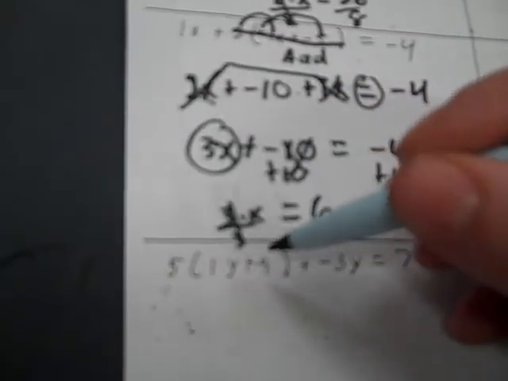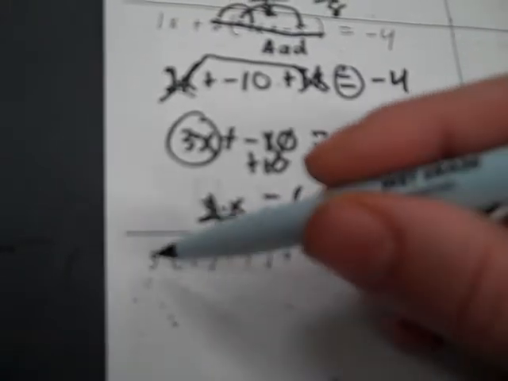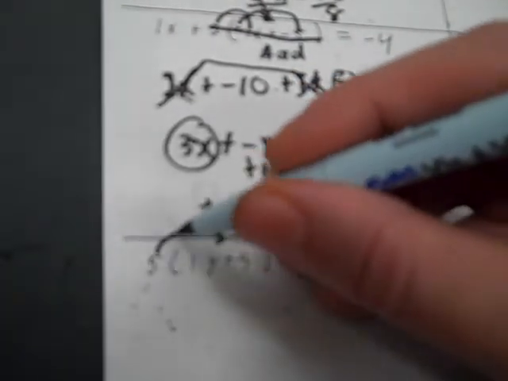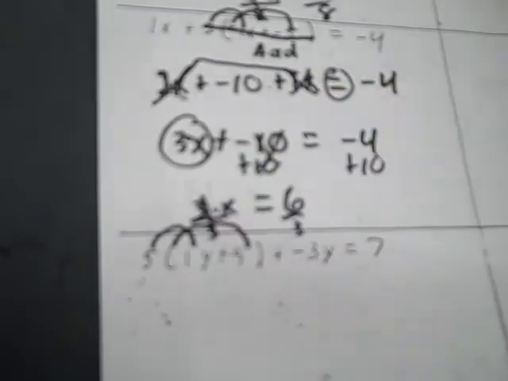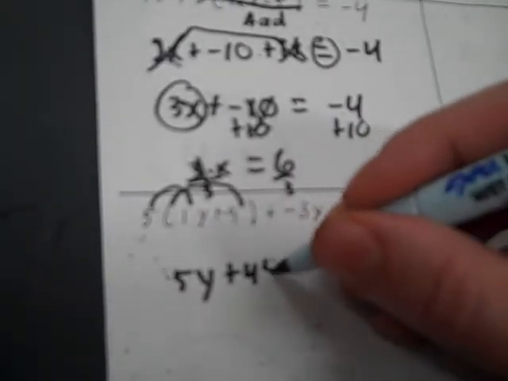Okay, and then the last one I'm going to go over, this time the letter is y, but you do the problem the same way. Inside the parentheses, I have 1y plus 9, and it's all being multiplied by the 5. So I take 5 times 1y and 5 times 9. So 5 times 1 is 5 with a y, and then 5 times 9 is 45.